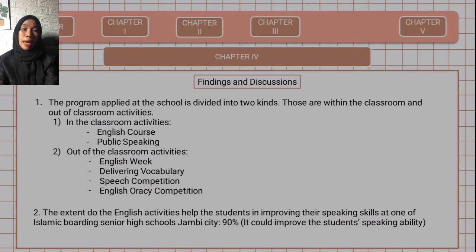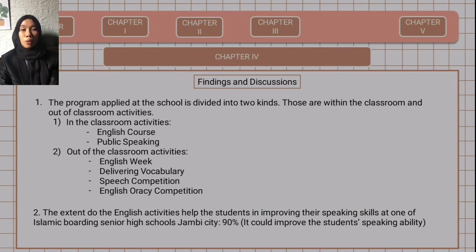By applying outside the classroom speaking activities, the students are forced to talk English. Although at the start it is very difficult to speak English, by habituating speaking English, the student can improve their speaking ability little by little. And last, the extent of English activities helps the student in improving their speaking skill. The result indicated an improvement in the student's speaking skill by applying the English activities at school.